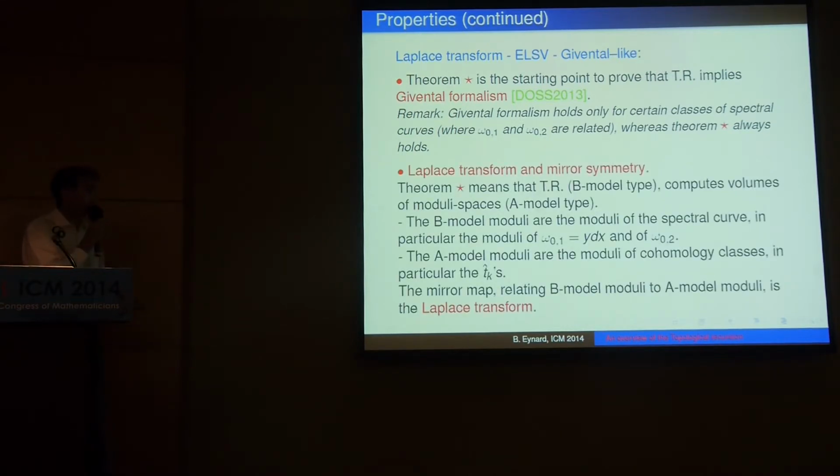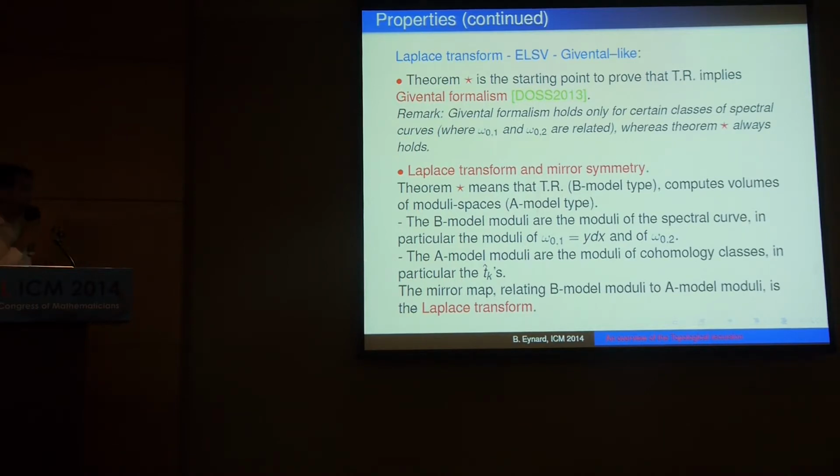Another remark is that what I've said so far is a mirror symmetry. On one side, we have a B model. The spectral curve is what's called a B model, and the moduli space is what's called an A model. In the B model, we have forms omega 0,1 and omega 0,2, and so the moduli of the B model are the moduli of the curve, the moduli of those forms.